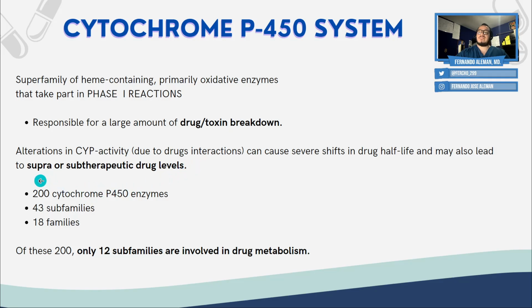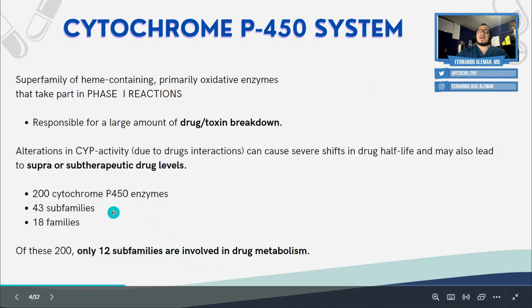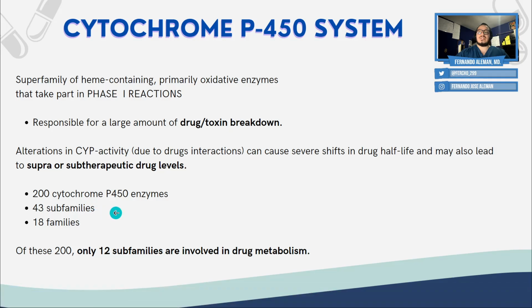We have around 200 cytochrome P450 enzymes, so this is a very big system with a lot of enzymes, and it is divided into 43 subfamilies and 18 families, obviously because there are a lot of enzymes that needed to be divided in order to be understood very well.